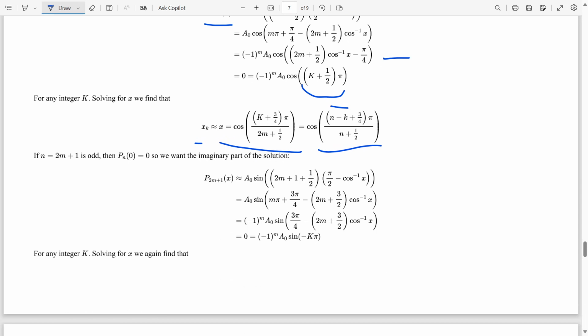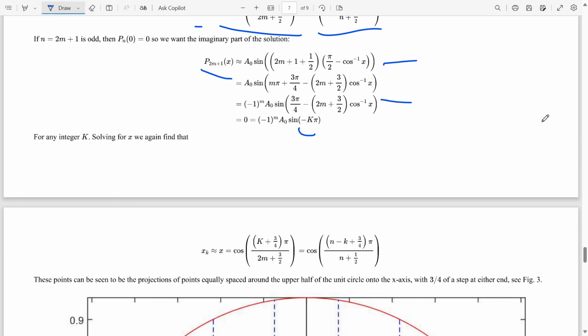For now, P_{2m+1}(x), that's an odd function of x, and we know that the imaginary part of e^{iφ(x)} is sin φ(x), and an odd function of an odd function is an odd function. So this is the solution that's applicable for odd Legendre polynomials. I'm going to work that through a little bit, and then we know if sin θ is 0, θ must again be an integer multiple of π.